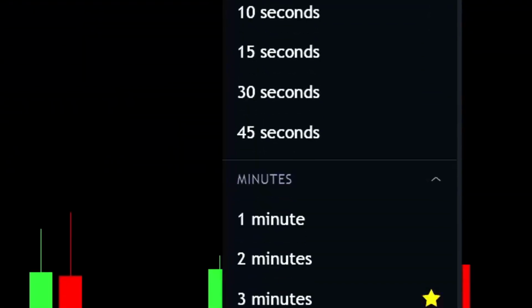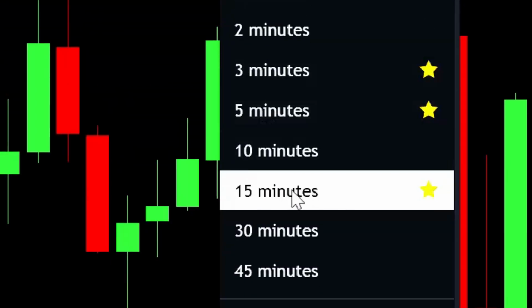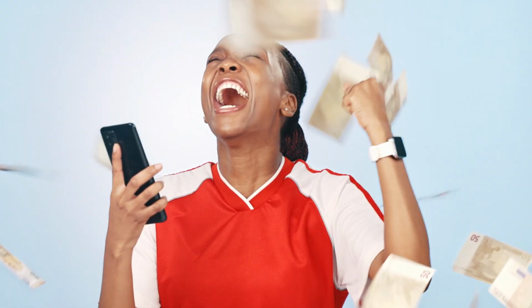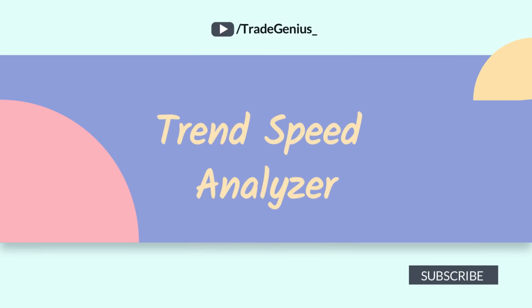I often use 5 or 15 minutes for scalping and intraday trading. And for this scalping trading strategy, we'll be using the 15-minute chart. Now, here's where things get interesting and where we can find potential profits. We're going to add our powerful technical indicator called Trend Speed Analyzer. This can help us identify high probability trades.